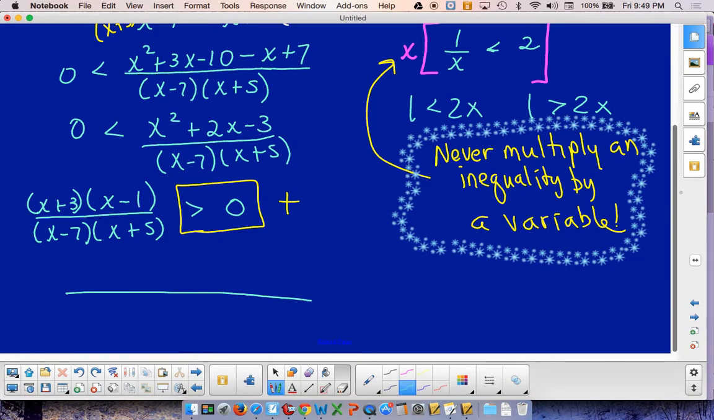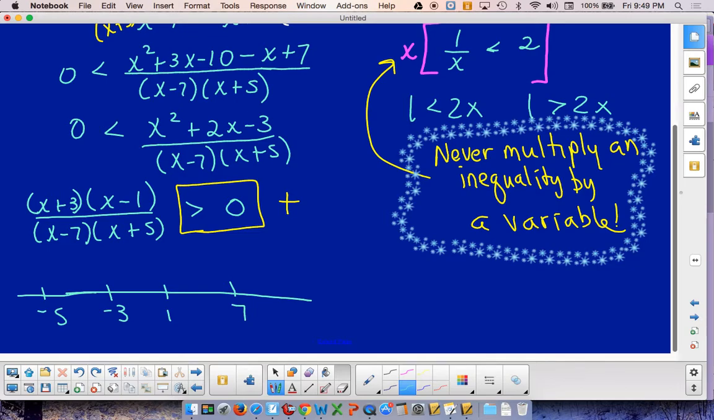So now, how many numbers will we have on our number line? Well, since we've got 4 quantities, we're going to have 4 numbers on our number line, and you need to get them on in numerical order. So the top x plus 3 is going to equal 0 at negative 3. The x minus 1 is going to equal 0 at 1. I need to conserve a little space here, so let me move that over. Then I'm going to have a positive 7 out here and a negative 5. So be sure you get the numbers on the line in numerical order.